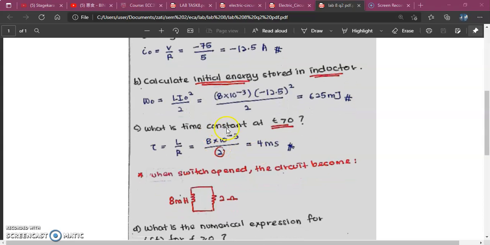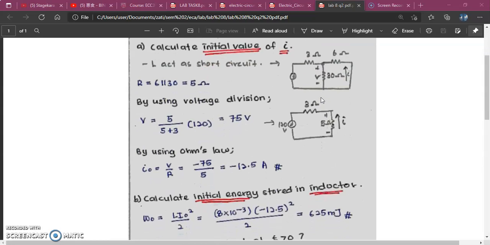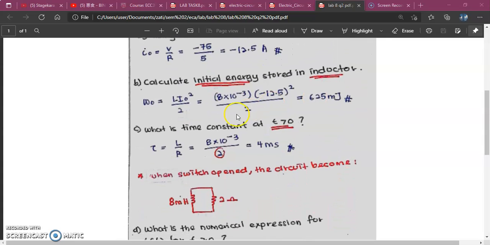And C, what is the time constant at t greater than 0? When t is greater than 0, it means that the switch is open and the circuit will become like this. To explain more clearly, from the above circuit, when it is open at t greater than or equal to 0, the only component left in the circuit with the inductor is the 2 ohm resistor. So we use the 2 ohm resistor to find the time constant. The formula for time constant is tau equals L over R, equals 8 millihenry over 2 ohms, and the answer is 4 milliseconds.